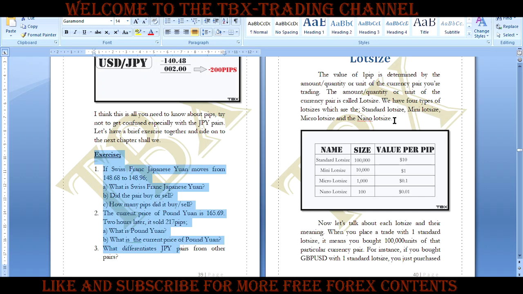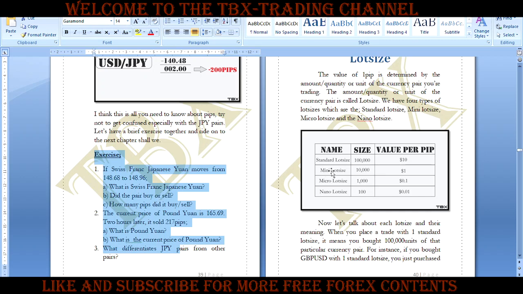So lot size is just a way of describing the amount of currency you are trading at a particular time. For instance, if you want to buy sand, it's a very weird example, but just go with it. If you are going to buy sand, the amount of kilograms of sand you are buying will determine the amount of money you're going to be paying for it. It's the same thing here.